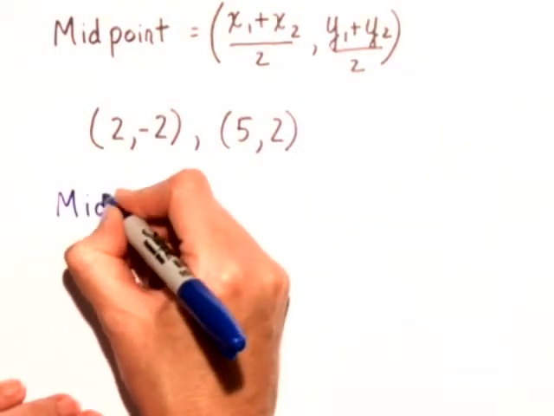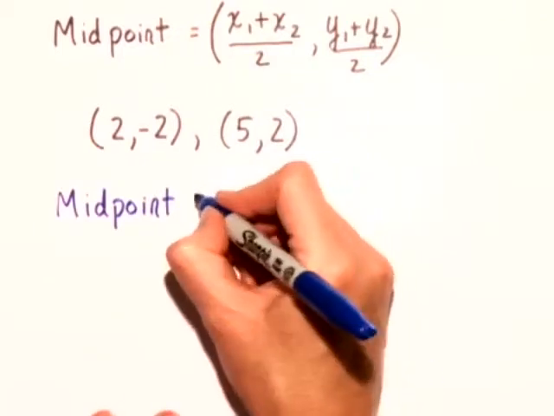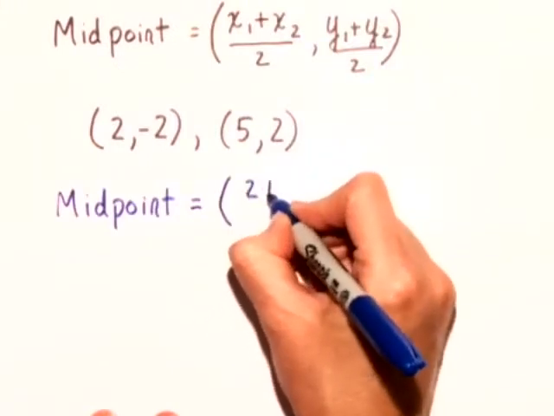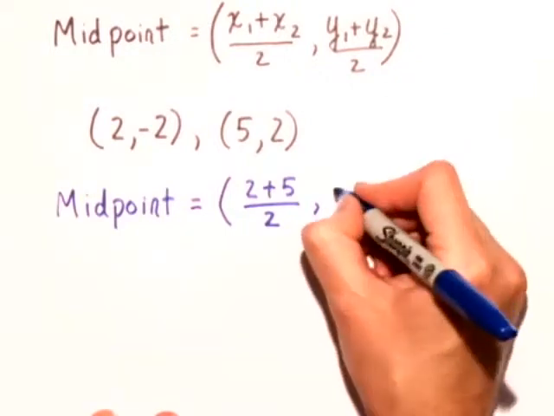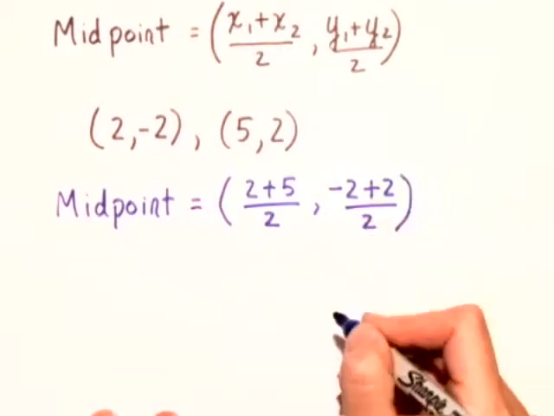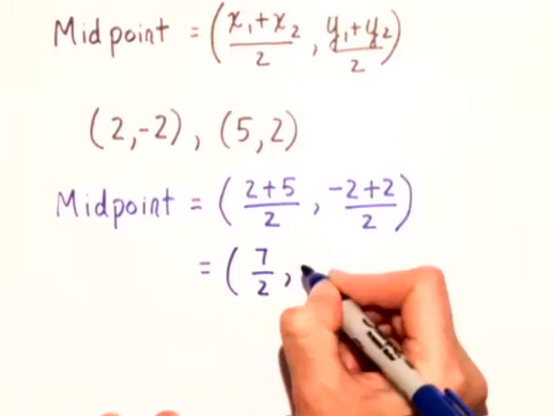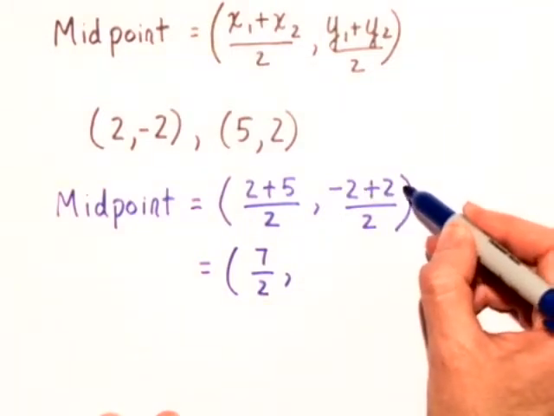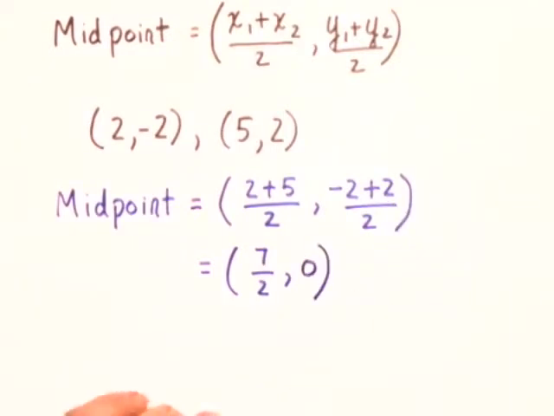So the midpoint of these 2 points would be equal to, let's add up the x-coordinates, 2 plus 5, divide those by 2, and then we'll add up the y-coordinates, -2 plus 2, and also divide those by 2. So we get 7/2 for the x-coordinate, and for the y-coordinate, -2 plus 2 is 0. 0 divided by 2 is 0. So (7/2, 0) is the midpoint.